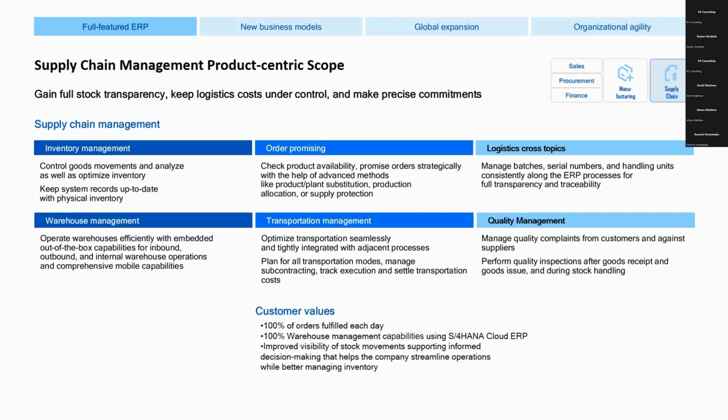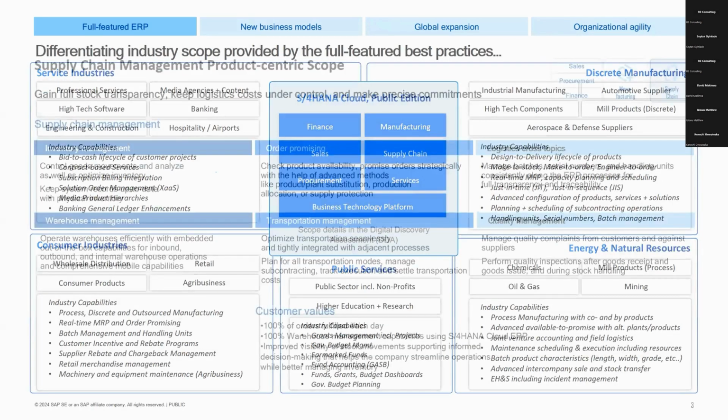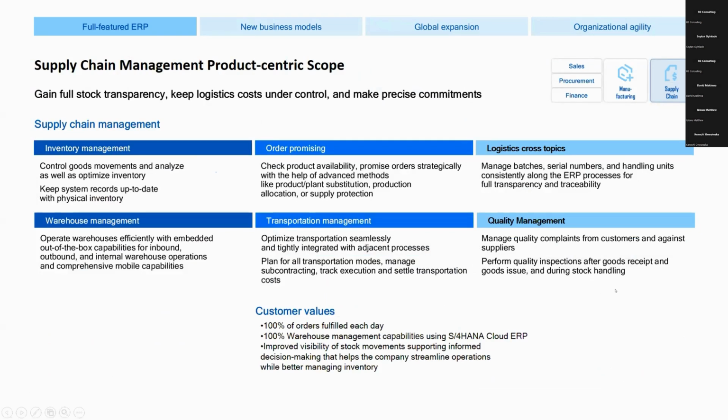Also, we have what we call quality management, which is usually used for manufacturing operations, where you manage quality compliance from customers and against suppliers. You can perform quality inspection after goods receipt and goods issue have been performed, and during stock handling operations as well. What customer value can you benefit from this software?